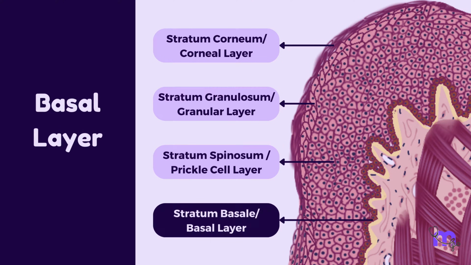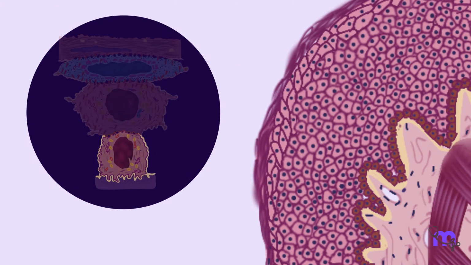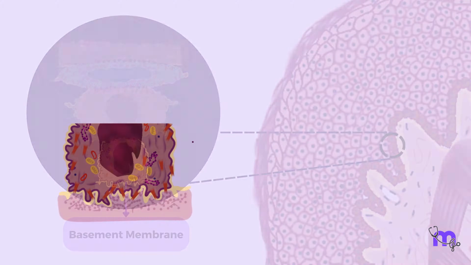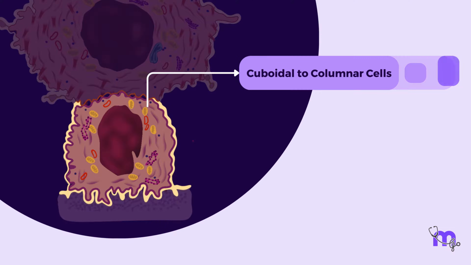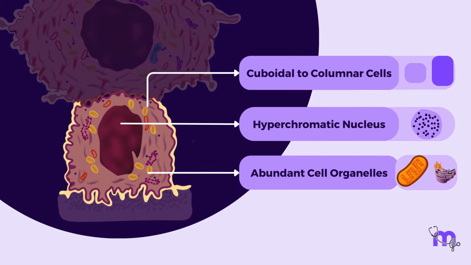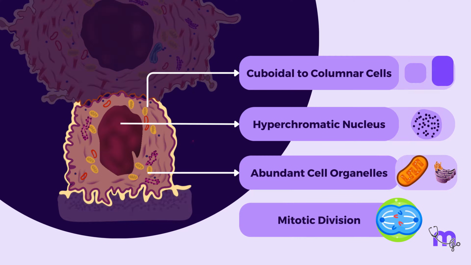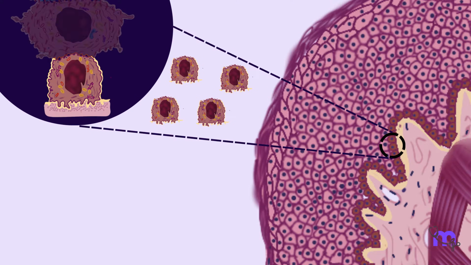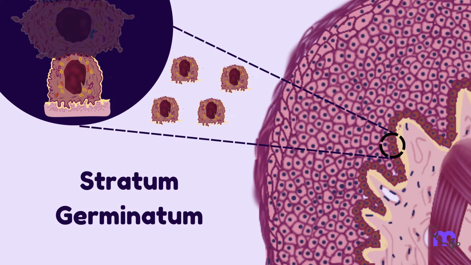Starting with the basal layer. The stratum basale is the deepest layer attached to the basement membrane. The cells here are cuboidal to columnar, with a hypochromatic nucleus. They are abundant in cell organelles and undergo frequent mitotic divisions. This layer is also responsible for continuously supplying new keratinocytes, thereby also known as stratum germinatum.